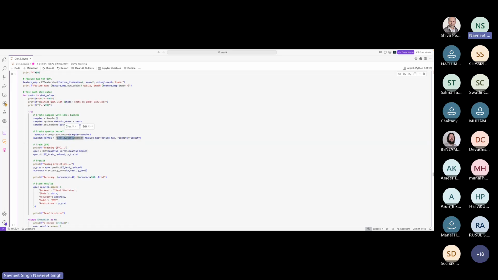Then, like classical machine learning, we are giving our model, which is QSVC, basically the quantum support vector classifier, and fitting that function using our reduced data. Our reduced data contains 4 columns and 195 rows.